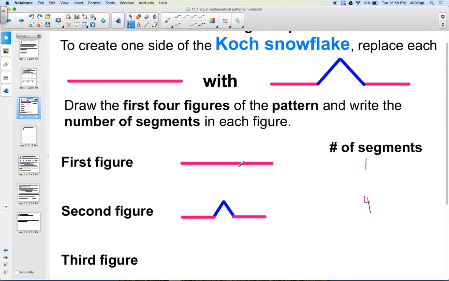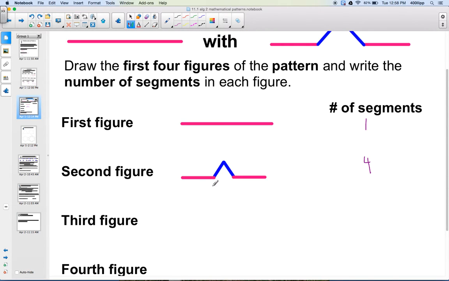Okay, the third figure, we know that each segment needs to be replaced with 4. So this first one here needs to be replaced with 4: 1, 2, 3, 4. This one here needs to be replaced with 4: 1, 2, 3, 4. Sorry, my bad drawings. This one here, again, replace it with 4: 1, 2, 3, 4. And finally, this one here, we replace it with 4: 1, 2, 3, and 4. So each one segment became 4 segments. You can count them and come out with 16.